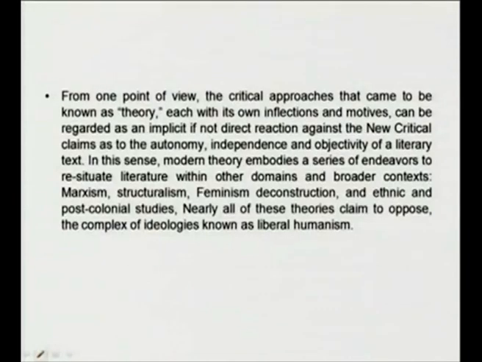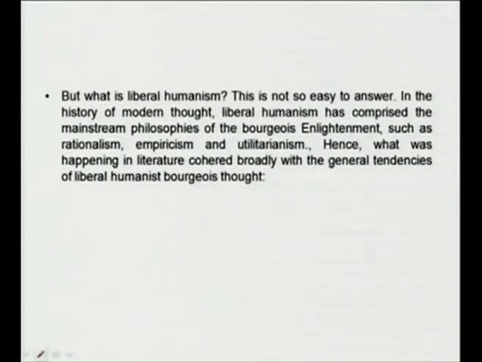In this sense, modern theory embodies what? A series of endeavors to resituate literature within other domains and broader contexts, which we had already done, and Marxism, which we will be doing, Marxism, structuralism, feminism, deconstruction, etc., as well as post-colonial study. Nearly all of these theories claim to oppose the complex of ideologies known as liberal humanism. But what is liberal humanism? If you see the onslaught of theories which came in the wake of all those perspectives, then we have to understand the definition of liberal humanism.